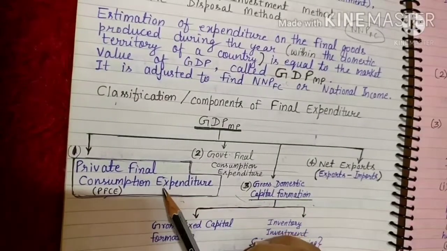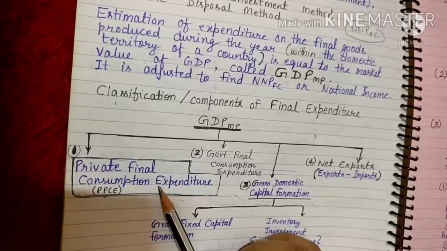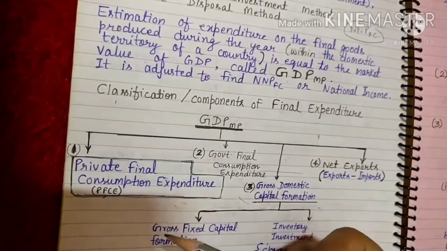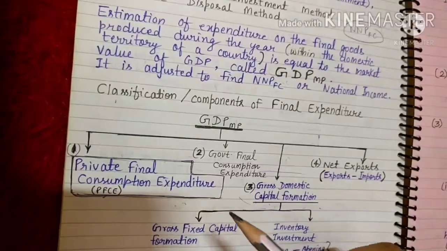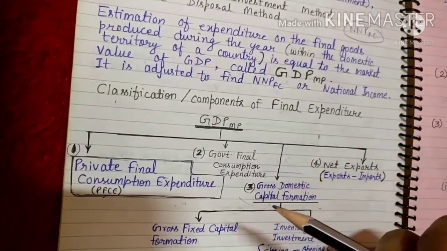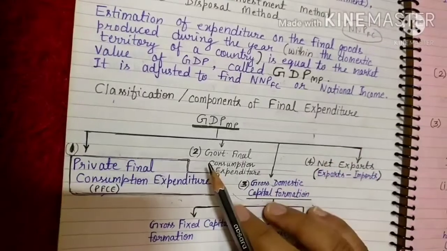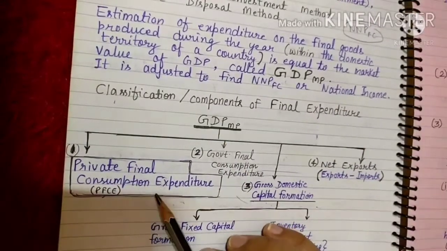Okay, so this expenditure is done by consumers, individuals, households, or non-profit organizations, like those organizations which are helping old age homes. That is called PFCE.